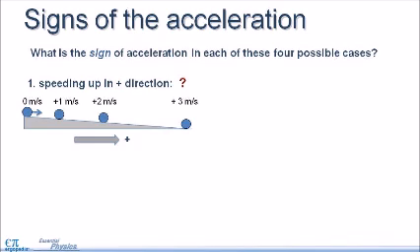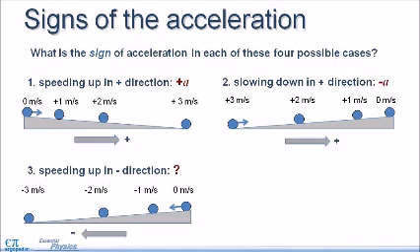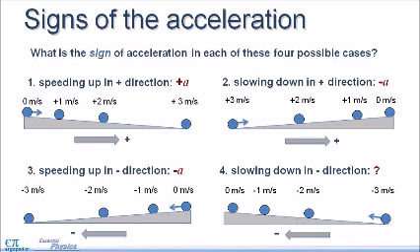Firstly, speeding up in positive direction will cause positive acceleration. Secondly, slowing down in positive direction will cause negative acceleration. Thirdly, speeding up in negative direction will cause negative acceleration. And finally, slowing down in negative direction will cause positive acceleration.